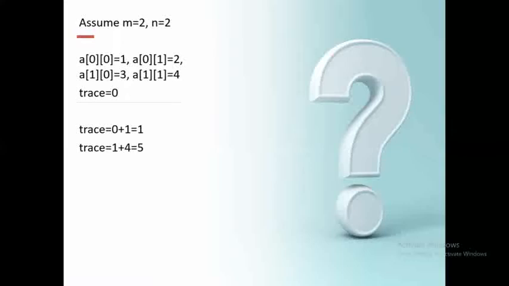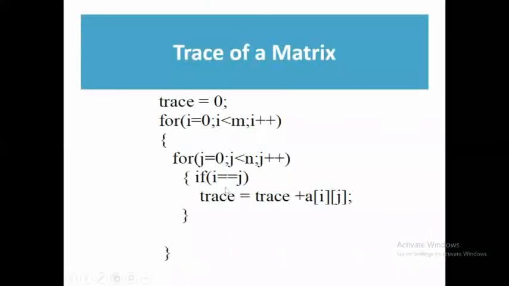That is a of 1 1 4. Okay, 1 plus 4, result is what? 5. Now control goes to where? Here again j. Okay, j plus plus, j value is equal to 2, 2 less than 2 condition false.